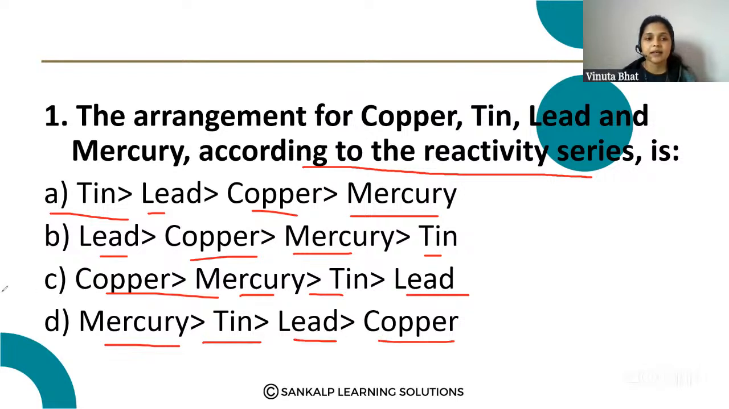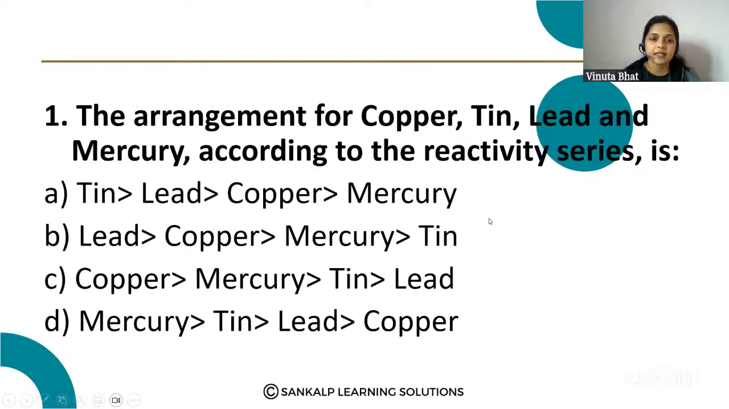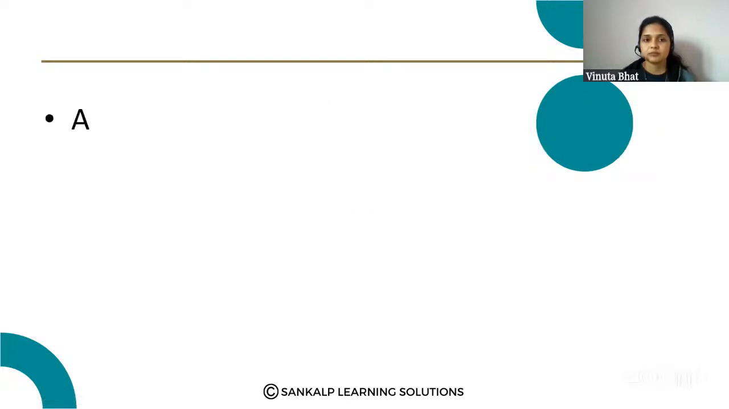Which is the correct answer according to the reactivity series you have to arrange. So option A is the correct answer, that is tin. Tin is more reactive than lead, copper and mercury. So this is the correct answer. Please note down the answer. Next question.